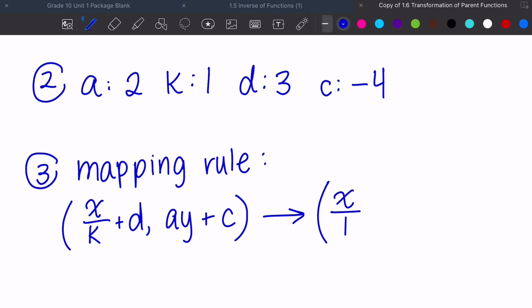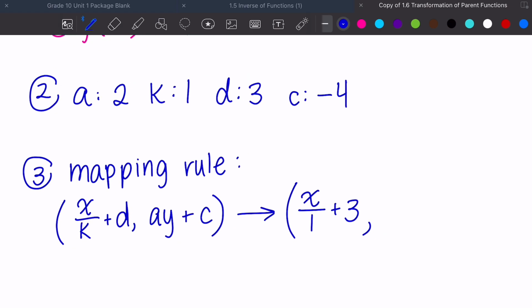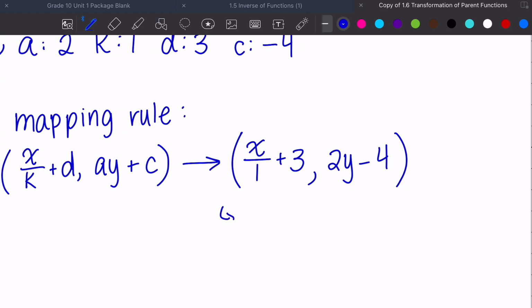X over 1, yeah. And then what's next? Plus 3. Okay, my x is done, so comma, and then I'm moving on to my y stuff. What's that gonna look like? 2y minus 4. Thank you, Izzy. Perfect. Which then, if you want to change this to just x plus 3, since x divided by 1 will always just give you whatever x is, you can. I think it makes it look a little easier.